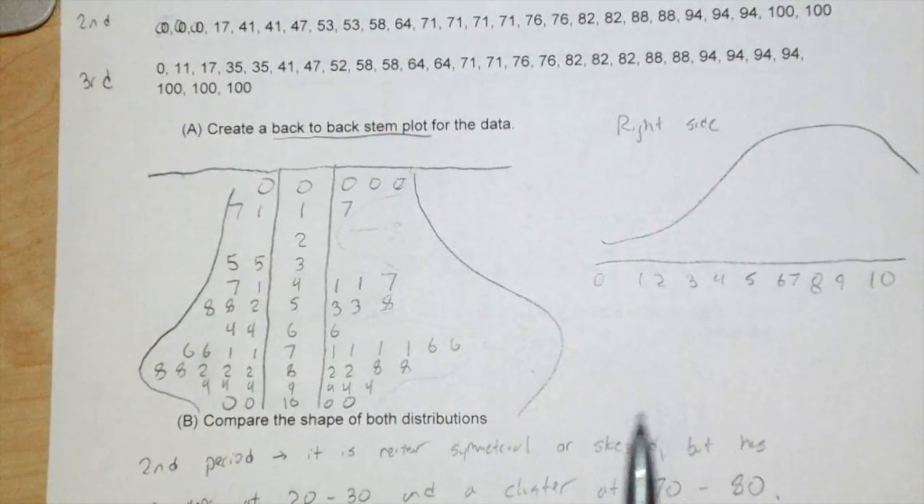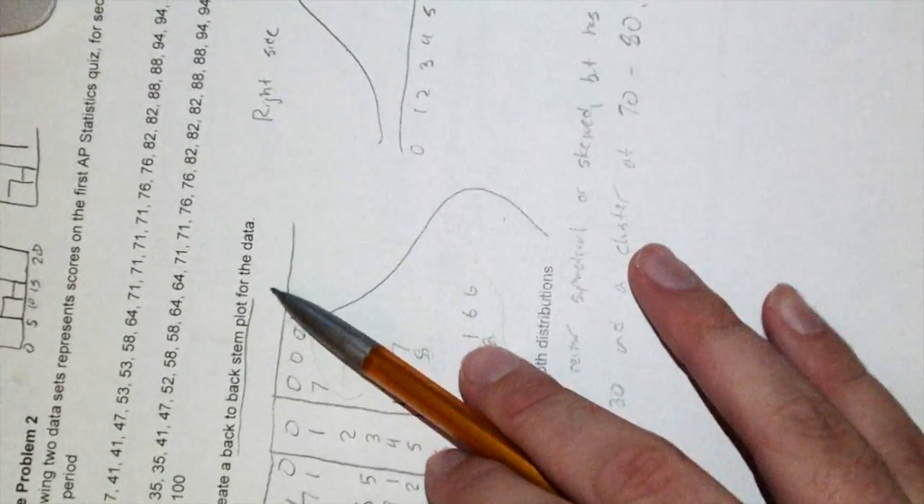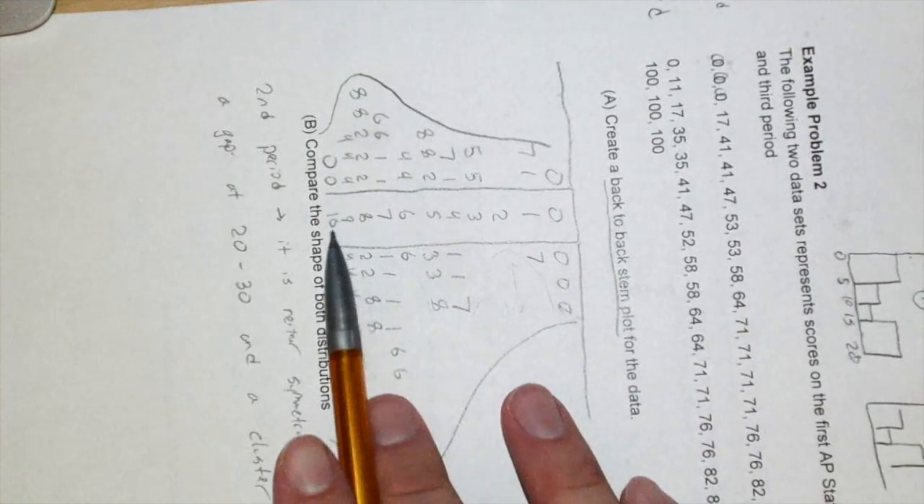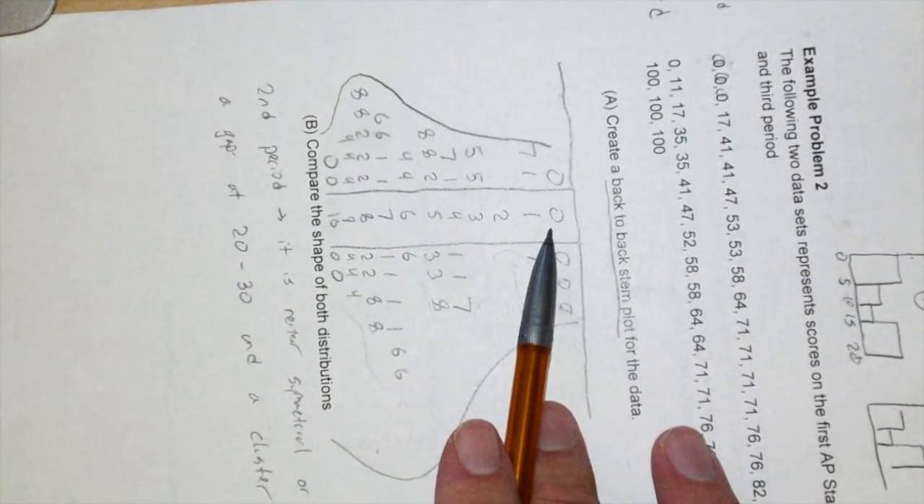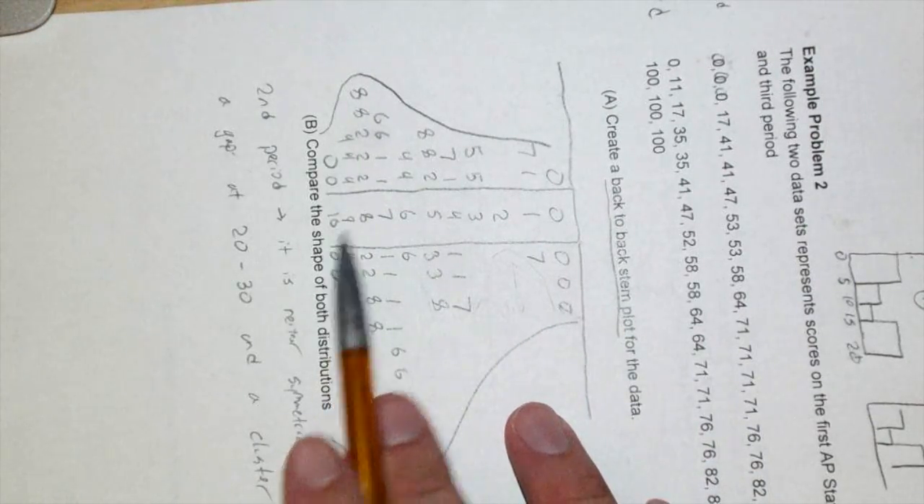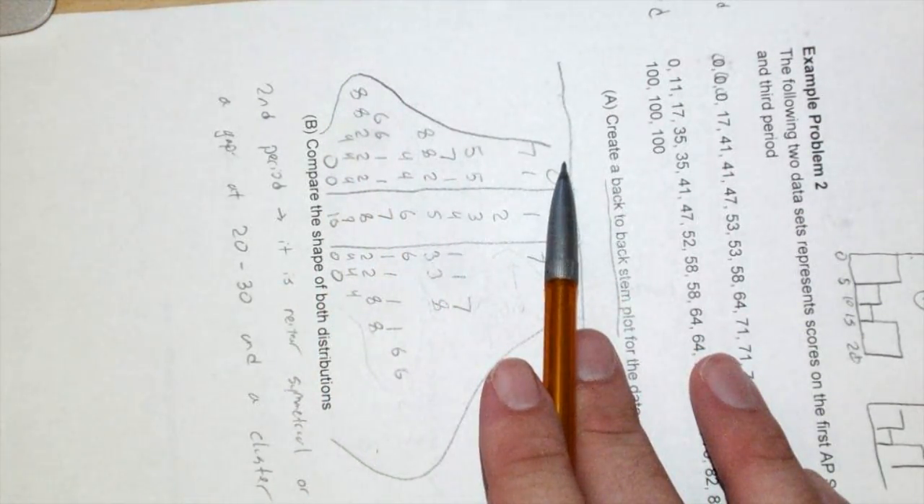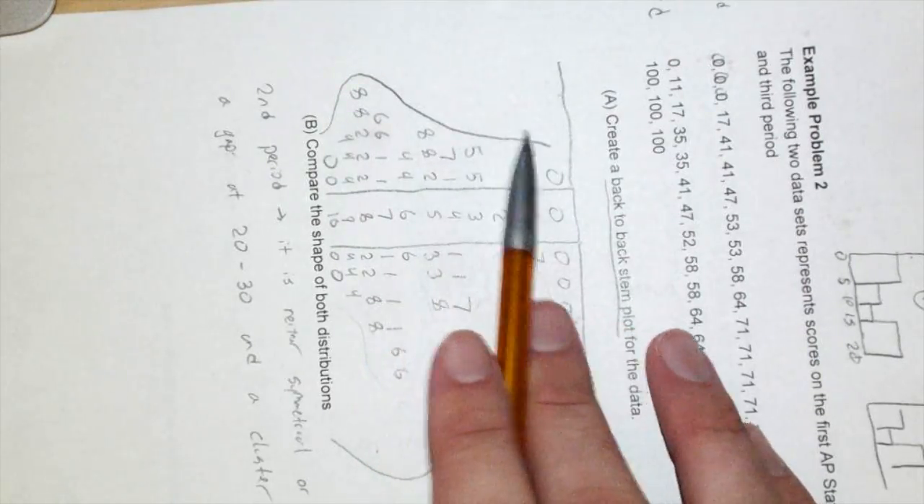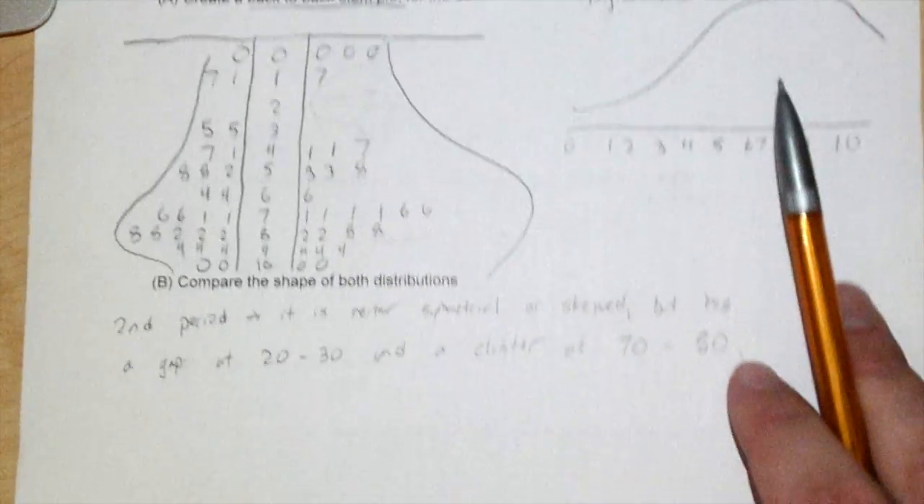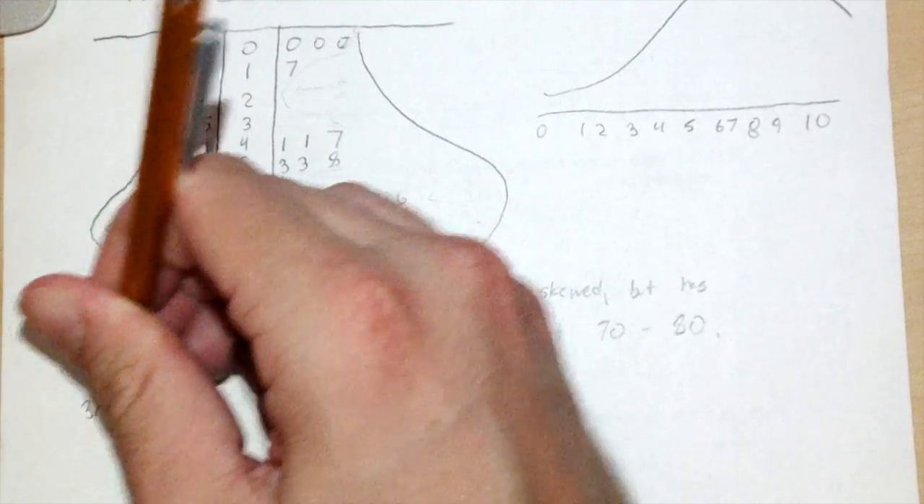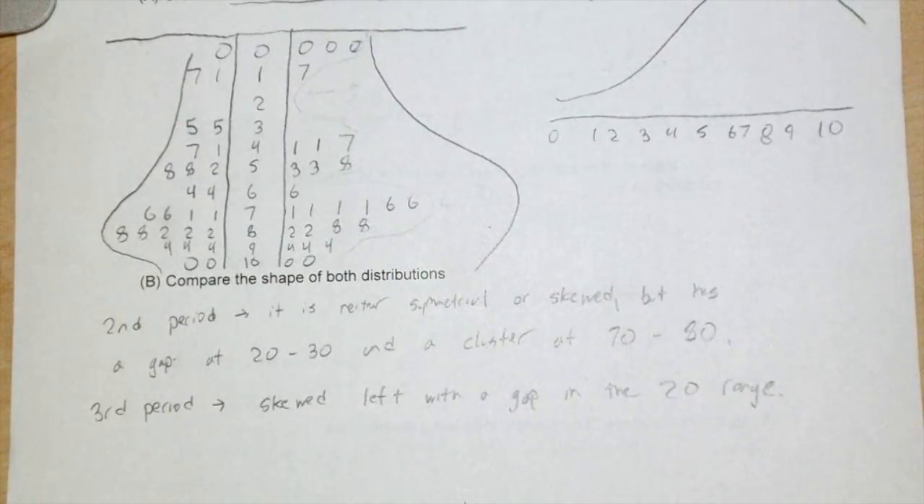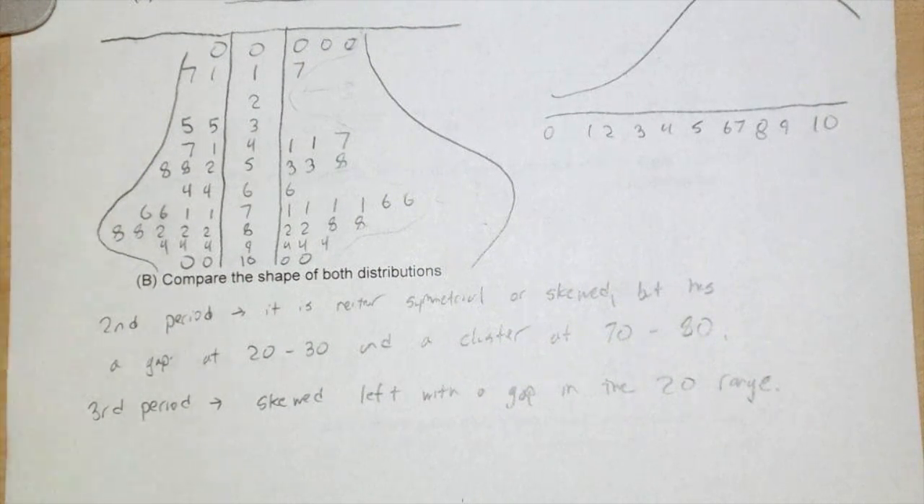So in a back-to-back stem and leaf plot, there's two data sets, and the right side is going to show us the accurate graph because it's going from 0 to 10. But on the left side, think that your axis is going from 10 to 0. And that's not how a graph works. You always go from 0 to 10. So if it appears skewed right when you sketch it this way, it's actually skewed left. So let me write that down. So for third period, the shape here is actually skewed left, even though it looks right, and there's a gap in the 20 range. So that's all of that.